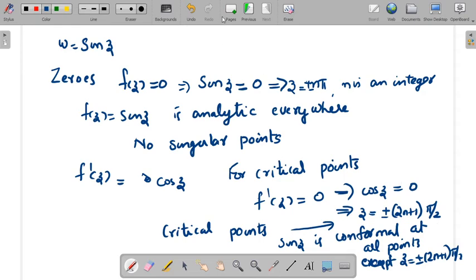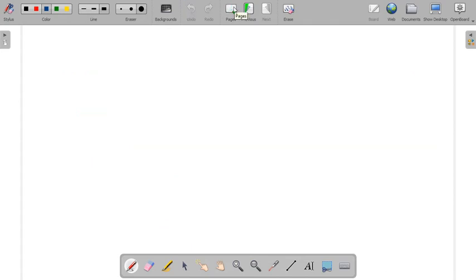Now, as we have done in the previous case, let us discuss the image of lines parallel to axis.